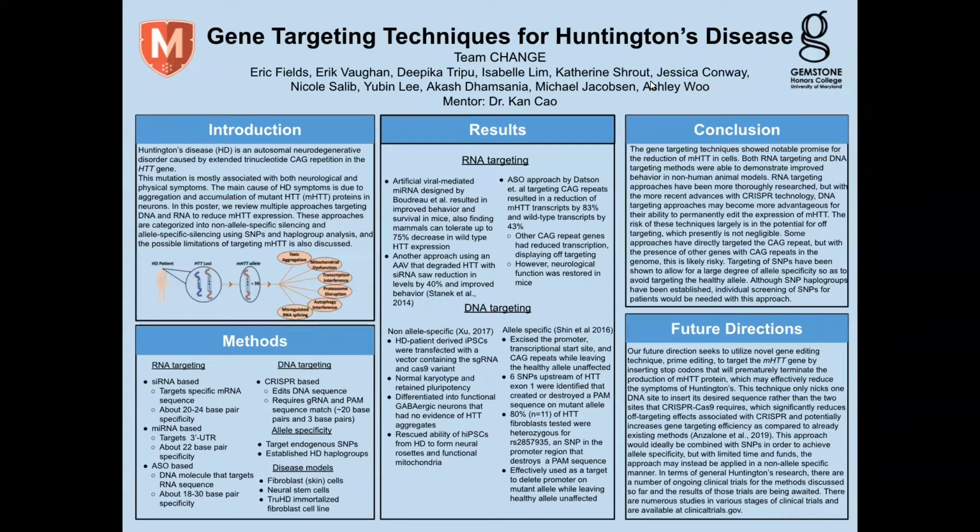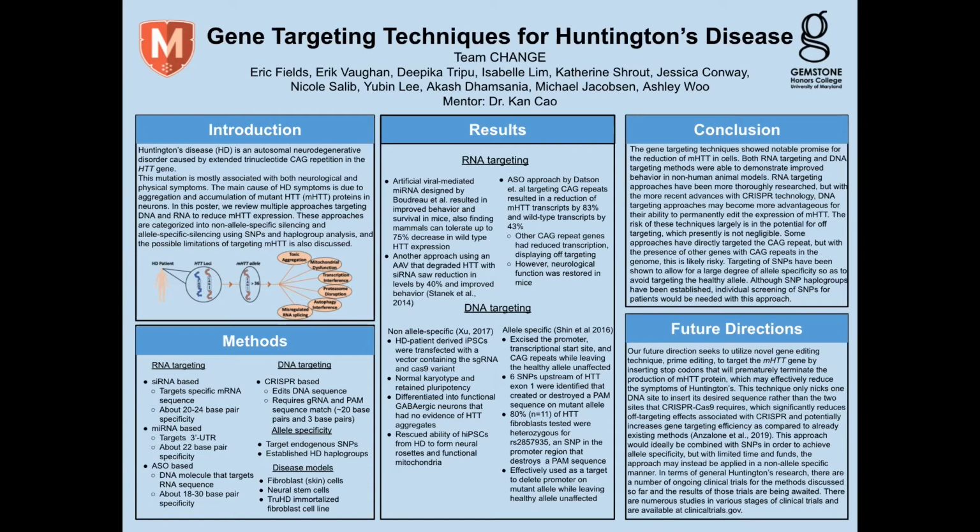So both DNA and RNA approaches have shown significant promise. RNA approaches have been more thoroughly researched, but with recent advances in CRISPR technology, it may become advantageous for permanently decreasing the expression of mutant HTT protein. Off-targeting is one of the main risks of these techniques. Some approaches have directly targeted the CAG repeat, but this has risks because of other CAG repeat genes, increasing the off-targeting chances. Instead, targeting of SNPs allows for allele specificity, which avoids targeting the healthy allele. For this SNP-based approach, individual screening of SNPs would be needed. Lastly, I'll hand it back to Akash to go over future directions of research.